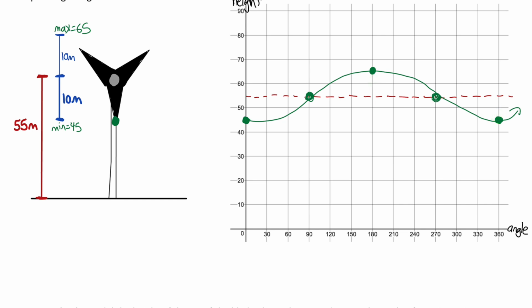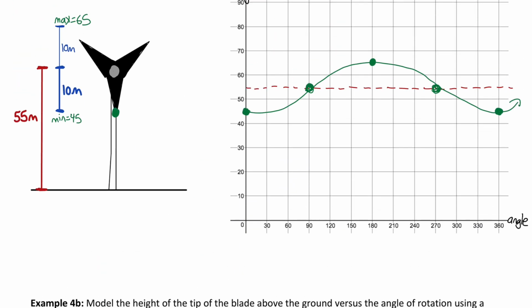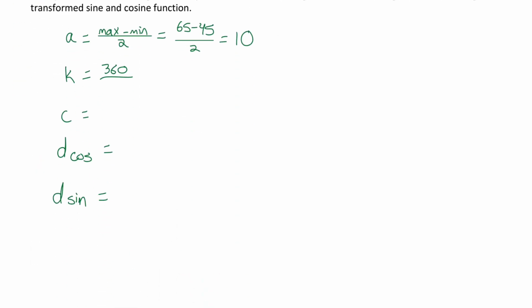I can see on my graph that that distance is 10, but we could also calculate it by doing max minus min over 2. My max height is 65 and my min height is 45. Cut that in half, and I figure out that A is 10. K is 360 divided by the period of the function, and period is the horizontal length of one cycle. Well, the horizontal length of one cycle would be from the minimum point to the next minimum point, and that horizontal distance is 360 degrees. So my period is 360, which means my K value is 360 over 360, which is 1.